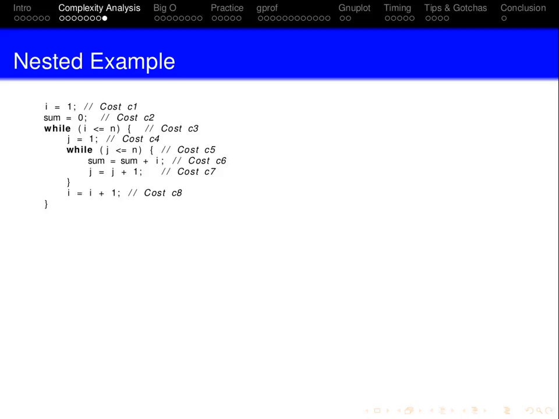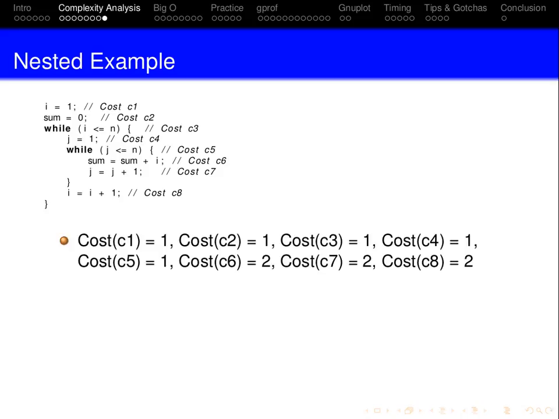All right, what's the cost of C1? 1. Cost of C2? 1. Cost of C3? Cost of C4? 1. Cost of C5? Cost of C6? 2. C7? 2. And C8? 2. All right, so I wrote all those out. You're doing awesome. That was the fun part. Now we got that taken care of.